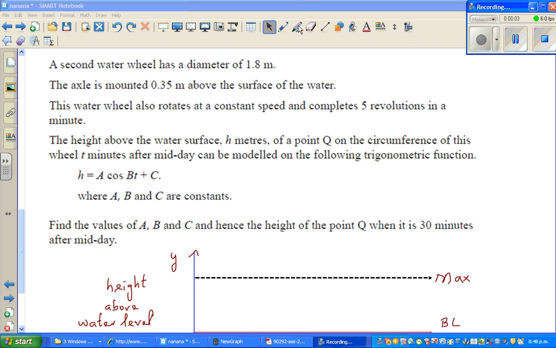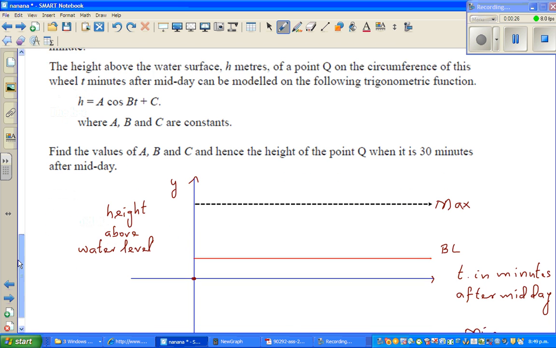Now this is an excellent question on trig equation where we have to write the equation. Okay, now we are talking about water wheels. Okay, now let's read the question. The second water wheel has a diameter of 1.8 meters. The axle is mounted 0.35 meters above the surface of water.